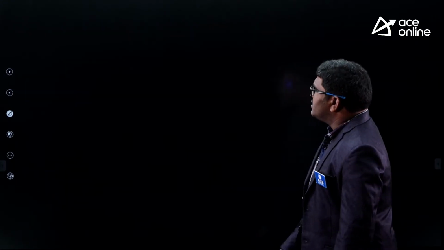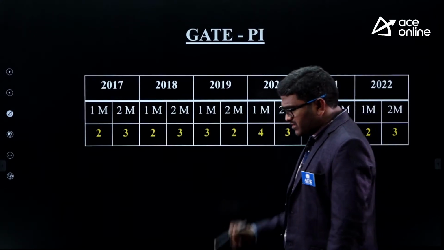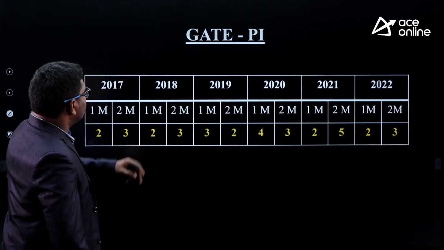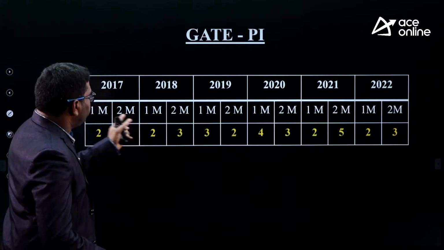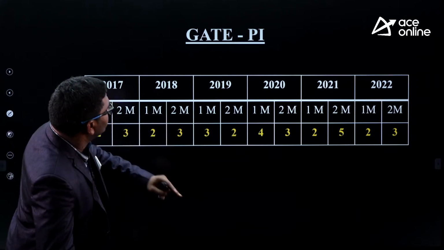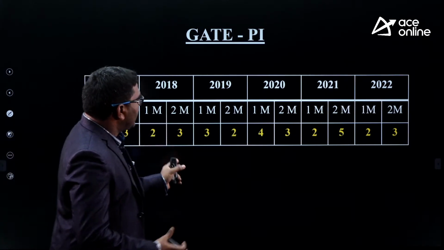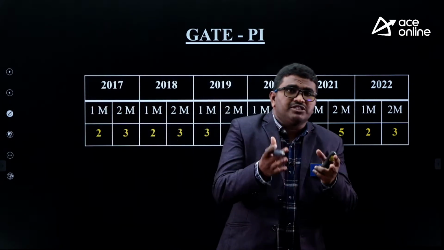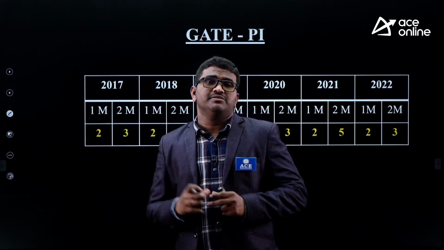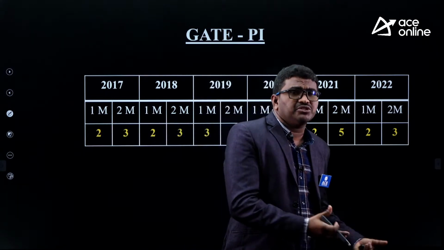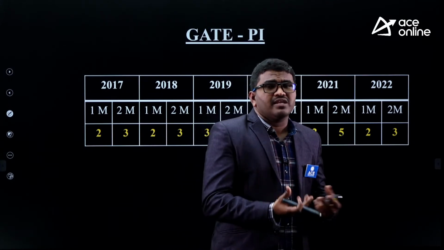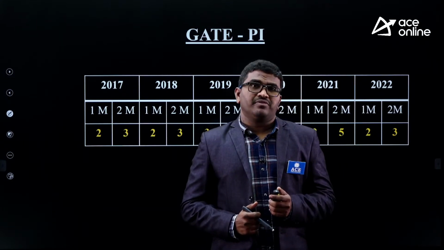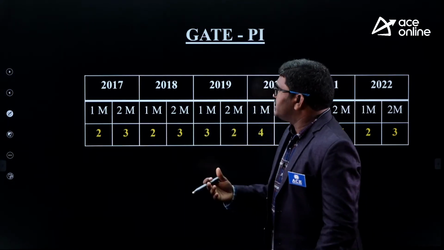Now see here, the weightage of the subject, especially from production and industrial engineering. I'm giving the weightage analysis from 2017 to 22. Every year they are asking 5 questions minimum, 6 or 7 questions maximum. 5 questions means 3 one-mark questions and 2 two-mark questions, like 7 or 8 marks, and sometimes up to 10 marks maximum for this subject, okay, right.